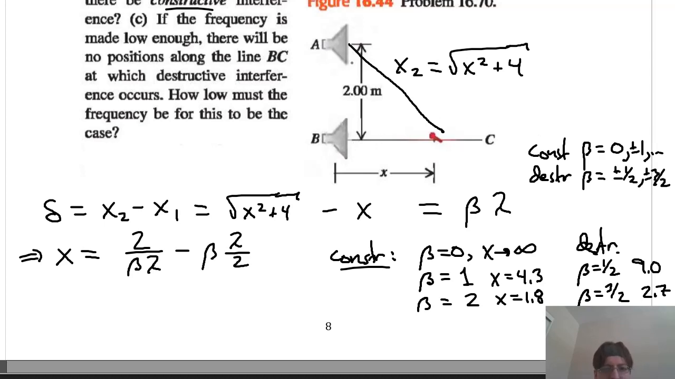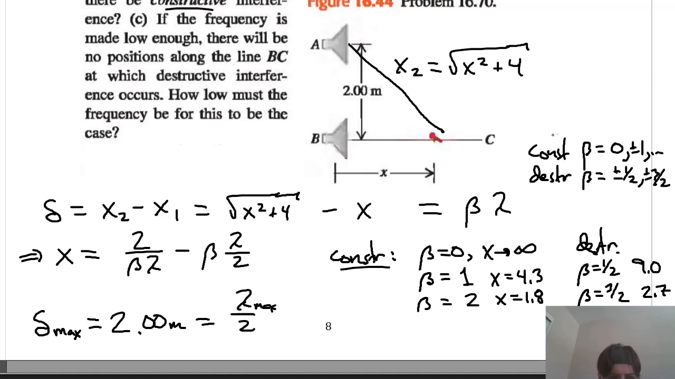In fact, the biggest path difference that's possible is 2 meters. Delta max, the maximum value of path difference possible here is exactly 2.00 meters. And if that's equal to half a wavelength, that would give you the maximum wavelength where you're only going to get one destructive interference, which is just right in front of the speakers. You stand right in front of B, and 2 meters happens to be half a wavelength, then the waves actually cancel each other out, and you won't hear anything at that point.